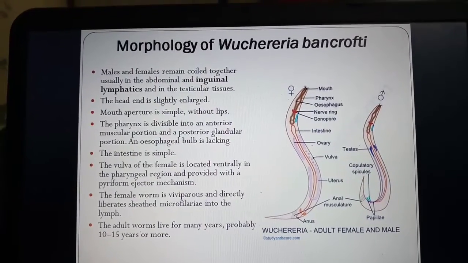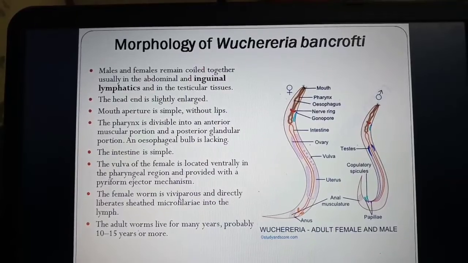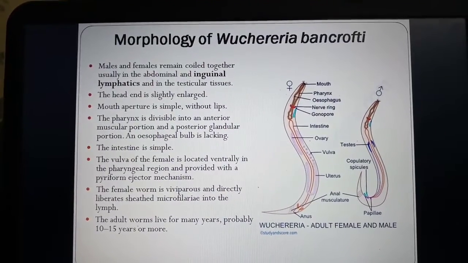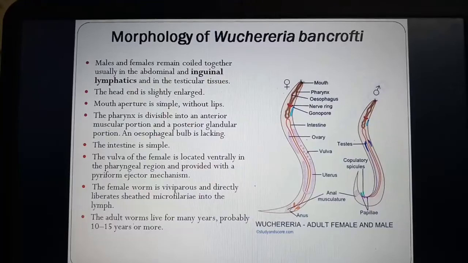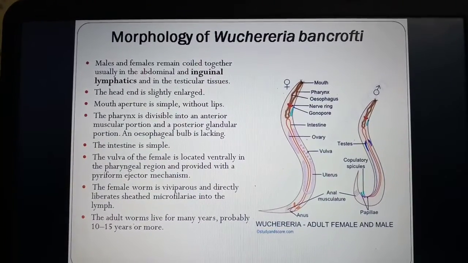piriform ejector mechanism. The female worm is viviparous and directly liberates sheathed microfilariae into the lymph. The adult worms live for many years, probably 10 to 15 years or more.